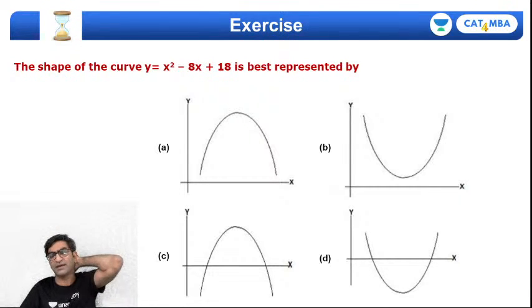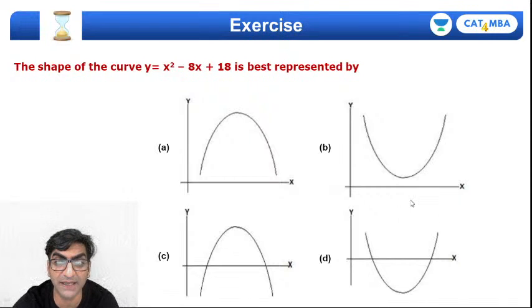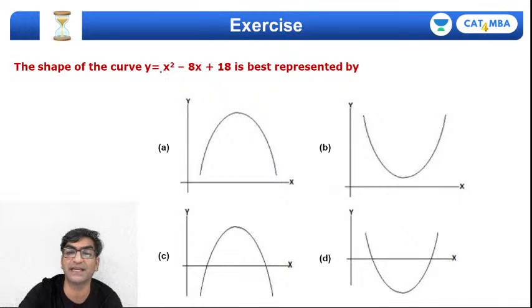Look at question number 1. The shape of the curve y is equal to x square minus 8x plus 18 will be represented by which of the 4 options? What do you guys think? Which of these option choices represents the curve for the given equation? तो curve कैसे निकलेगा इसका, है ना? तो मुझे immediately question देख लेना चाहिए, right?